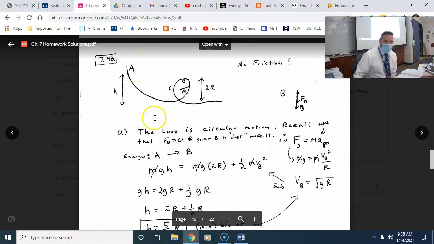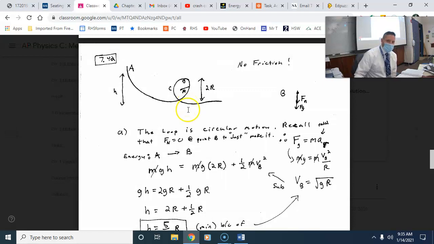That height h, the picture in the book's much better. That height h is also supposed to be where the bottom of the loop is. It looks better in here than you could tell in the actual picture. Treat the car as a particle. Part A, what is the minimum value of h in terms of r?